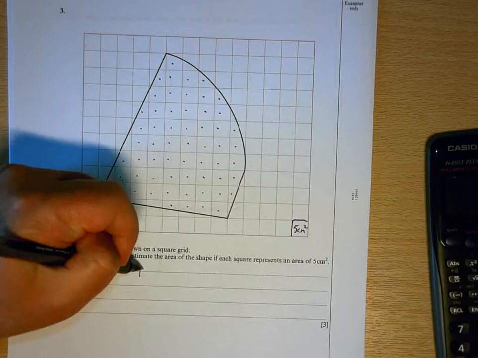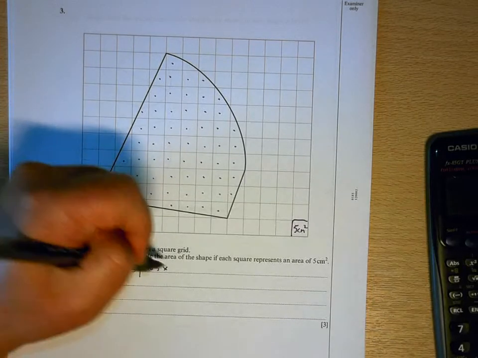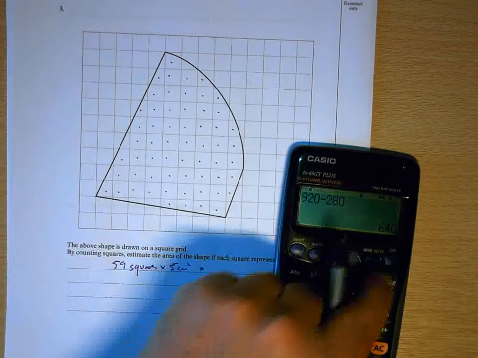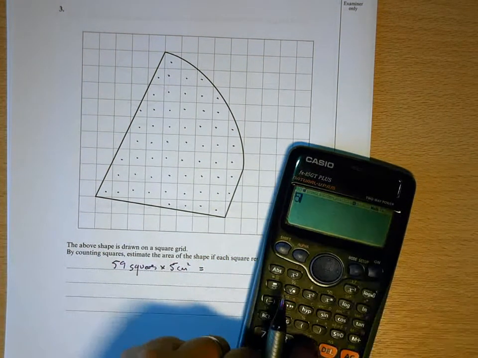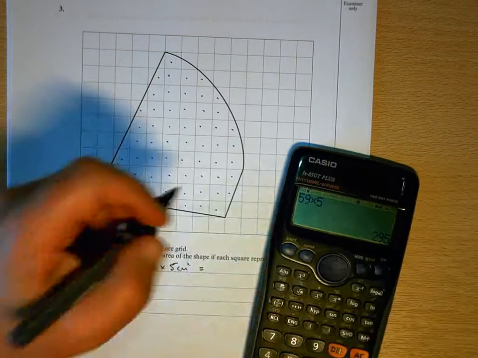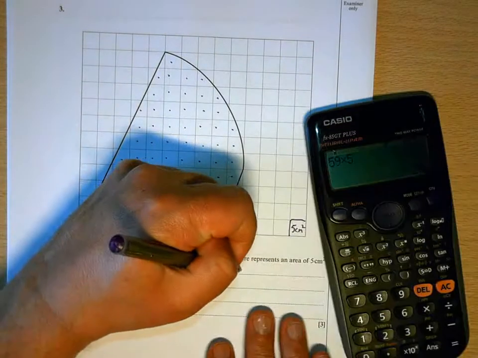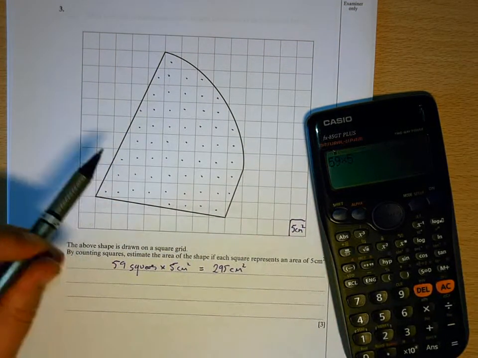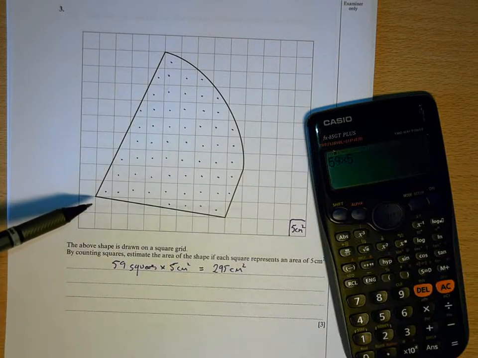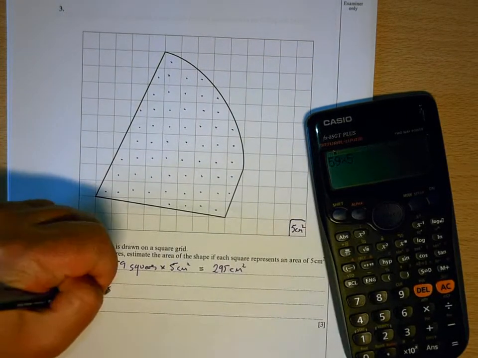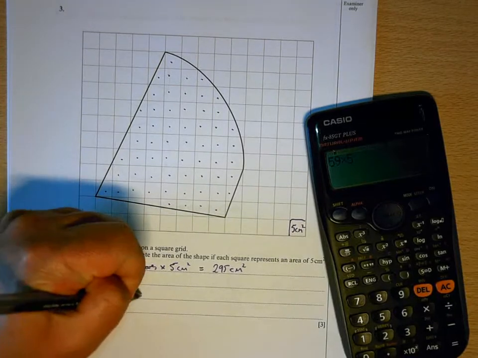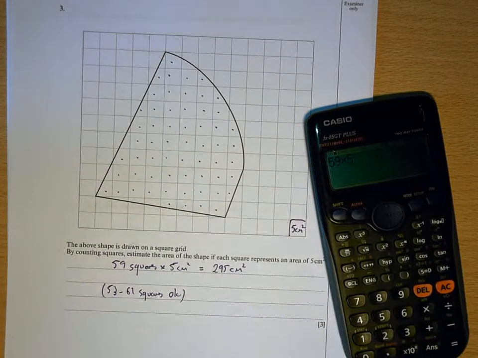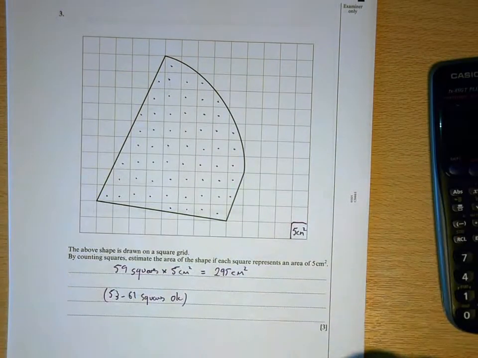squares would be my estimate, times 5 centimeters squared each will give a total area of 295 centimeters squared. And they would allow the number of squares to count between anything from 53 to 61 would be what they'd accept, the examiners, that is.